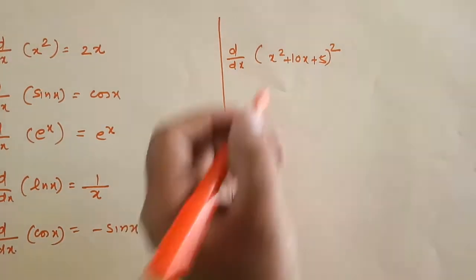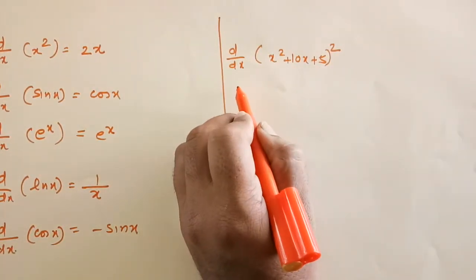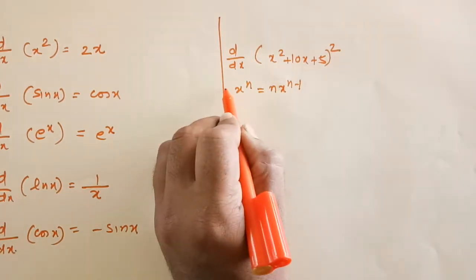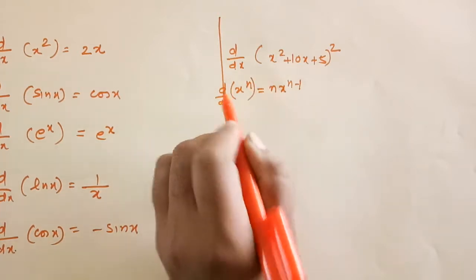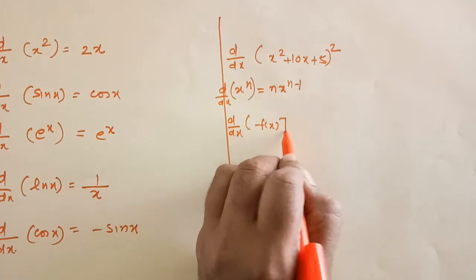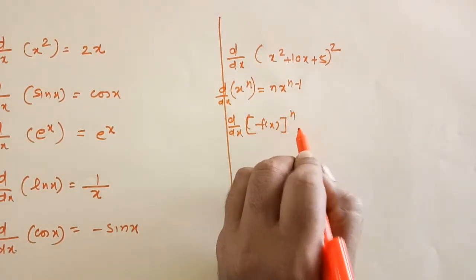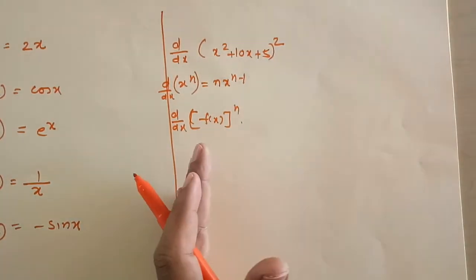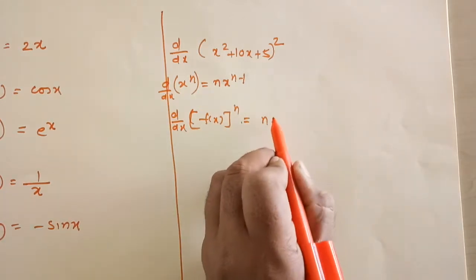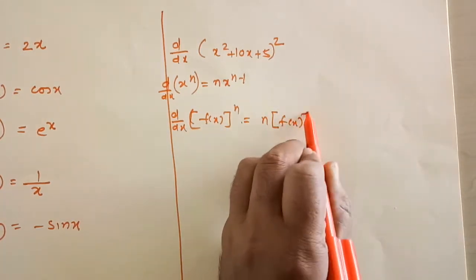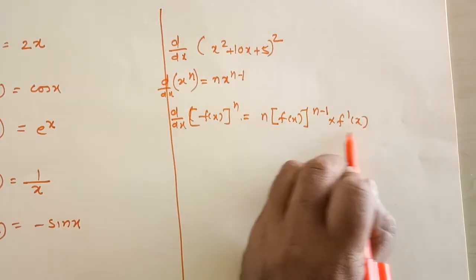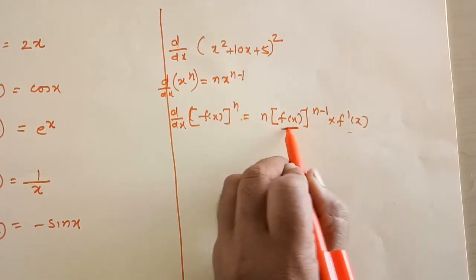The derivative of x to the power n is n times x to the power n minus 1. But how about the derivative of some function to the power n? The only thing you have to consider is to differentiate as if you're differentiating a normal function: n times f(x) to the power n minus 1, into f dash x. You just multiply with the derivative of the inside.